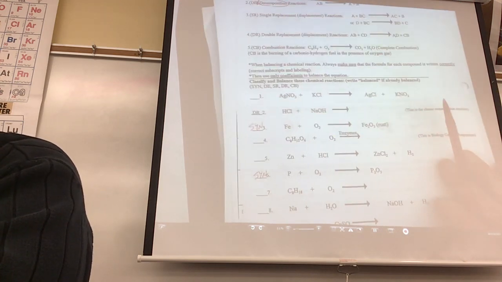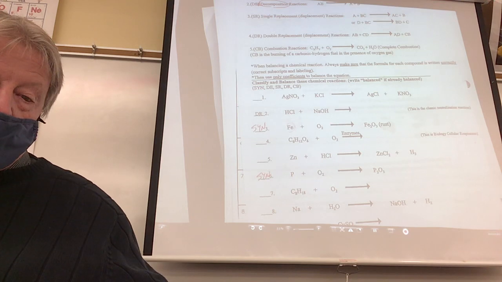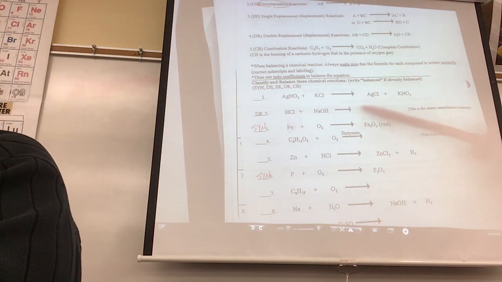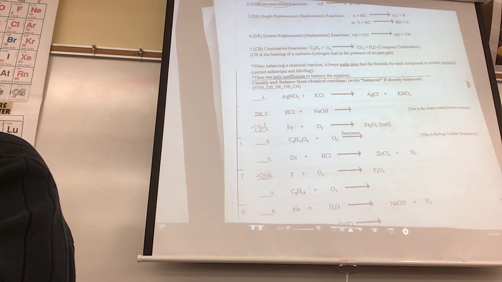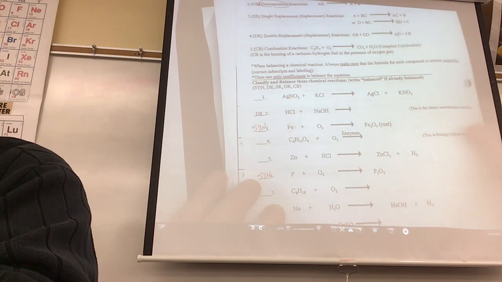So let's take a look here. I want you to see if you can find me a single replacement reaction. Got about 3 or 4 minutes, right? Find one of these that look like it's a single replacement reaction and tell me whether it's a metal kicking out a metal or a non-metal kicking out a non-metal.